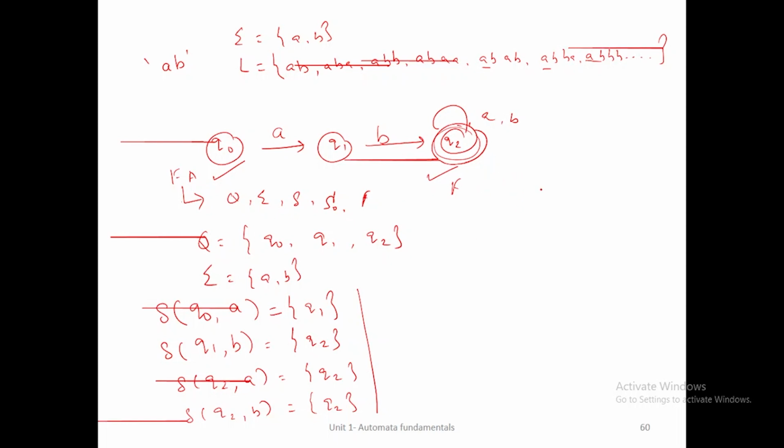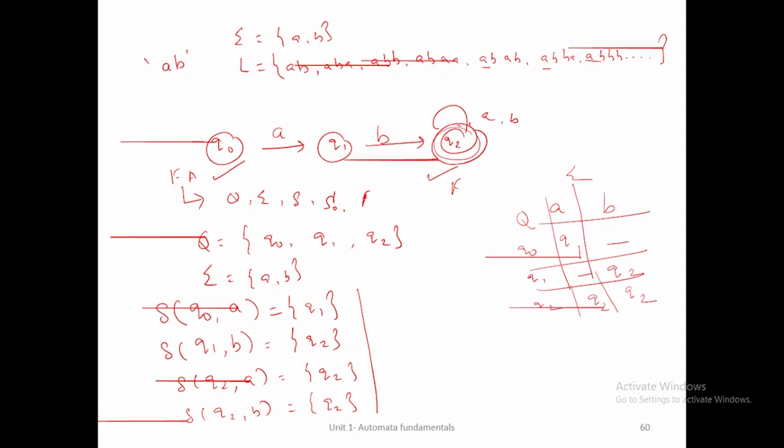The same diagram will be drawn in a tabularized form. This is sigma, and the set of states are Q0, Q1, Q2. From the diagram, we can write the tabularized form. On Q0 with A, the state is Q1. Q0 with B, there is no output flow. Q1 with A, there is no outflow. Q1 with B is Q2. Q2 with A is Q2. Q2 with B is Q2. This is the starting state, and the final state is represented with a star.